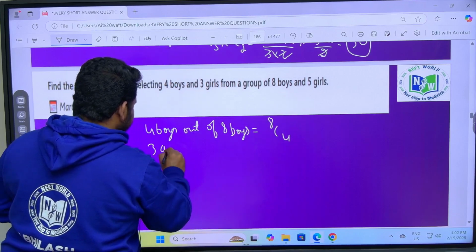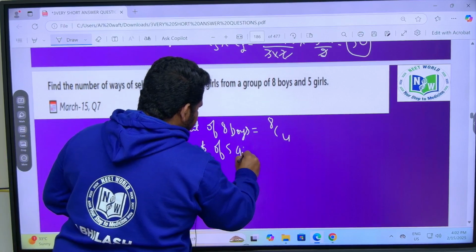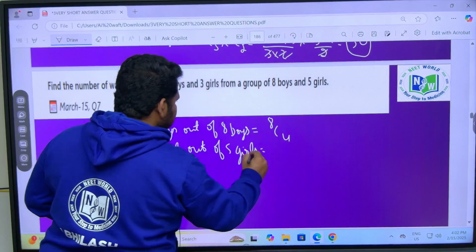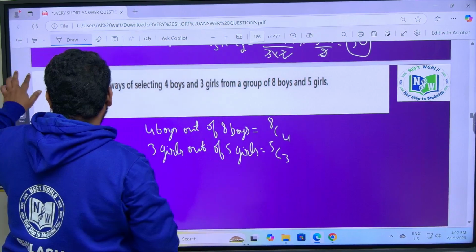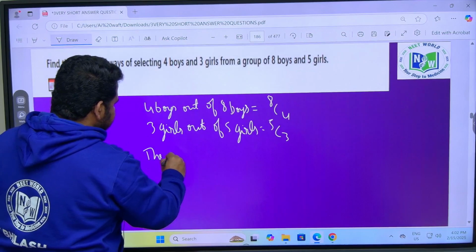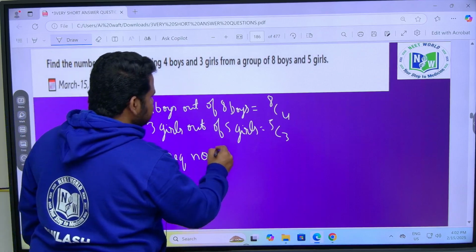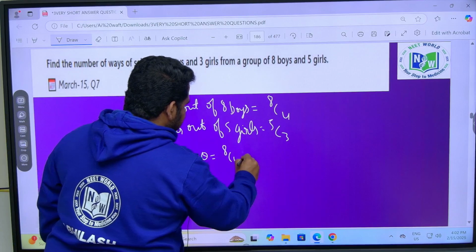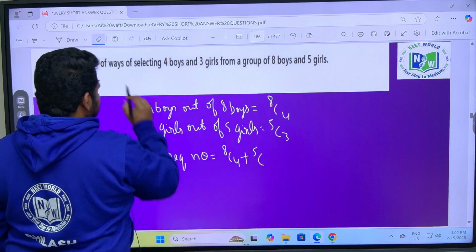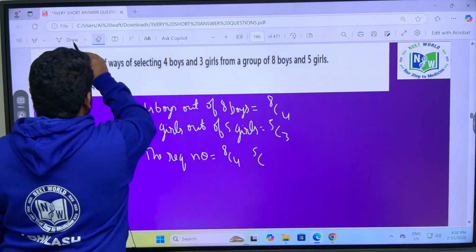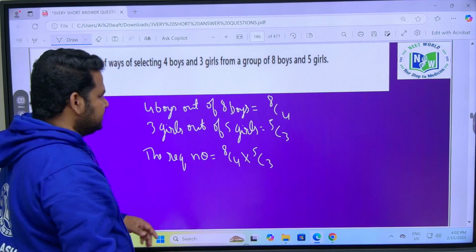3 girls out of 5 girls means 5C3. Again they are telling "and". So the required number is equal to 8C4 into 5C3. Or means it is plus, and means it is multiplication.